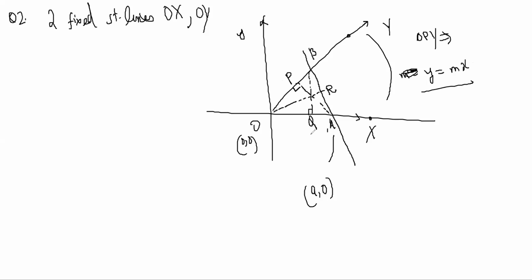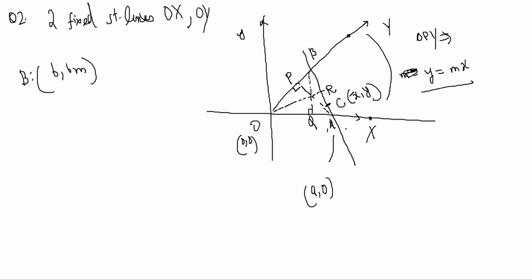So the coordinates of A we have already known. A coordinates are a comma 0, right? The B coordinates will be what? B could be b comma bm, because y is equal to mx, right? So B will be b comma bm, and if the straight line AB always passes through a fixed point, say C, because the question says that AB passes through a fixed point, right?